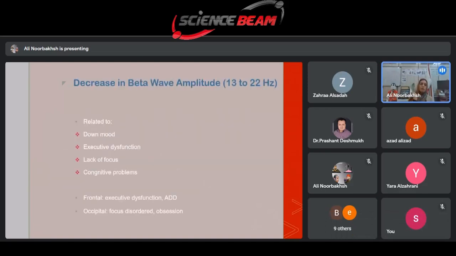A decrease in beta wave amplitude is related to down mood, executive dysfunction, lack of focus, cognitive problems. If beta decreases on the frontal lobe, it is related to executive dysfunction and ADD. If beta decreases on the occipital lobe, it is again related to focus disorder and obsession.